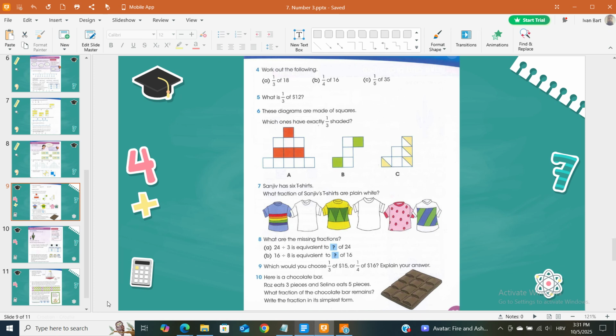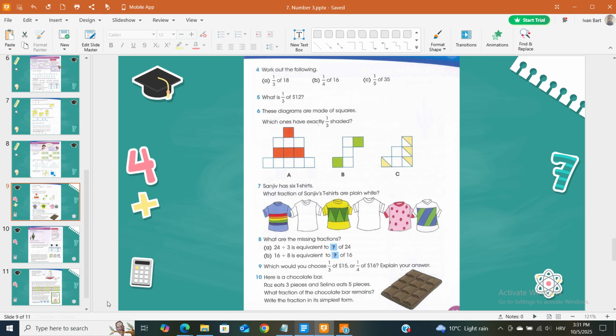Here is a chocolate bar. Roz eats 3 pieces and Selena eats 5 pieces. What fraction of the chocolate bar remains? Write the fraction in its simplest form.